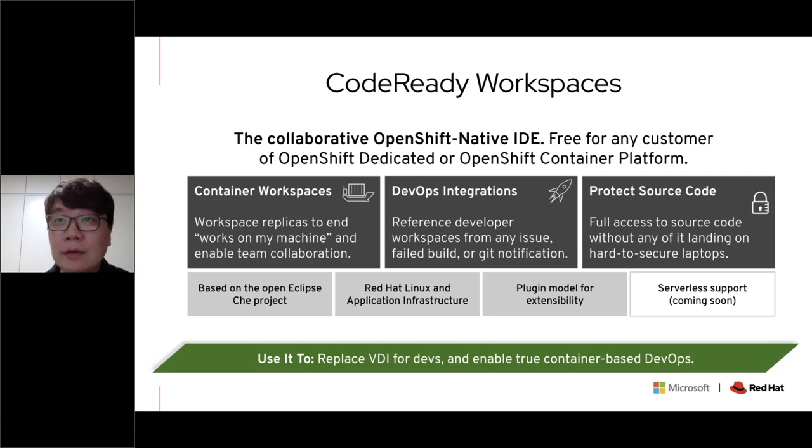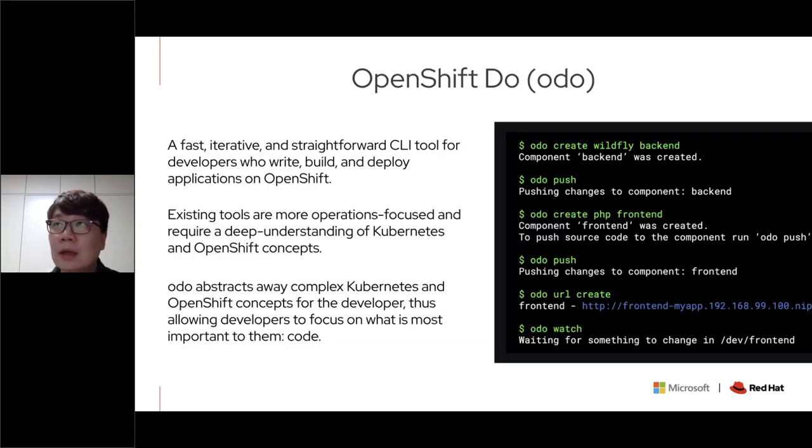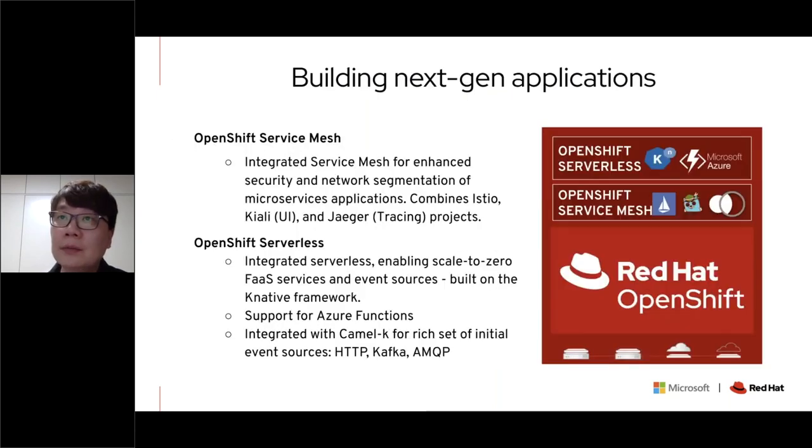If you secure your source code repository with something like GitHub's security functions, you can mitigate source code security risk. OpenShift ODO is a fast, iterative, and straightforward CLI tool for developers who write, build, and deploy applications on OpenShift. OpenShift supports a very broad range of application types and frameworks.